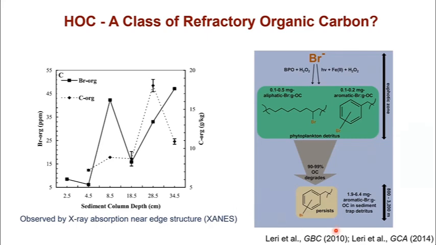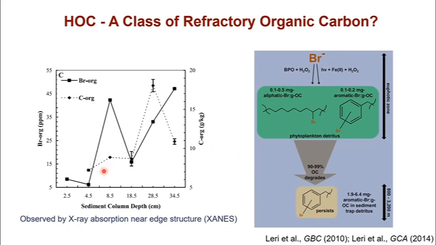One of my colleagues actually conducted a study with X-ray absorption near edge structure spectroscopy. This is a schematic that she shows: either through a Fenton-like reaction or a bromoperoxidase reaction in the ocean, different organic molecules can be brominated. Some of those can be partitioned to particulate organic carbon and may be exported from the surface of the ocean and persist in the deeper ocean or even in sediments.